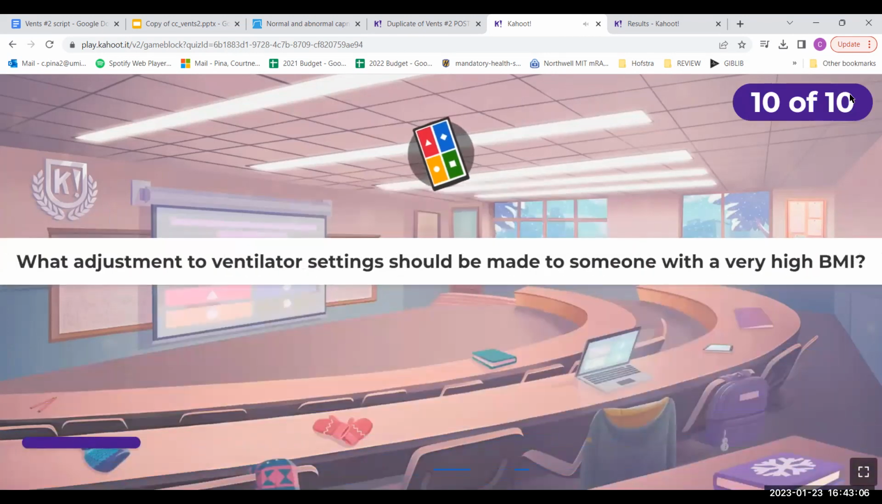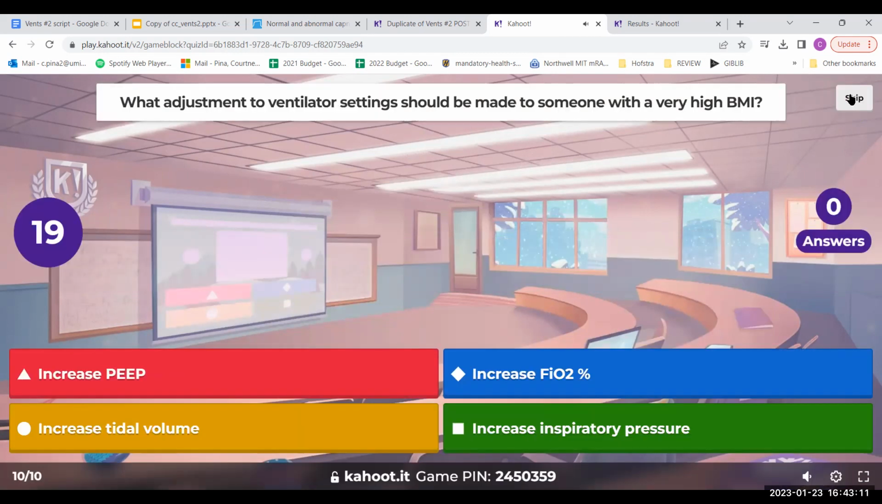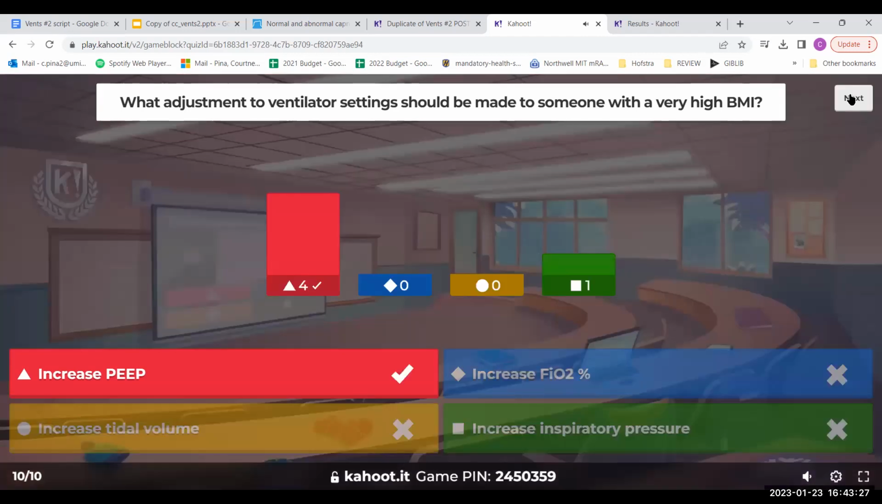And last question. So remember, when you have a very high BMI, you want to use PEEP to combat the actual force from the chest wall.